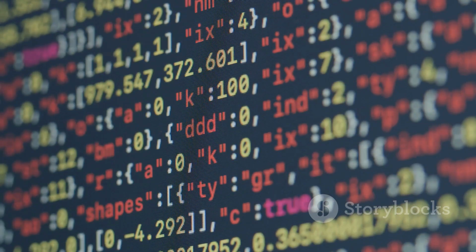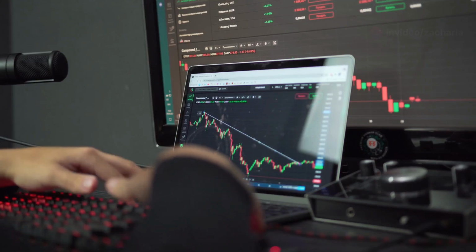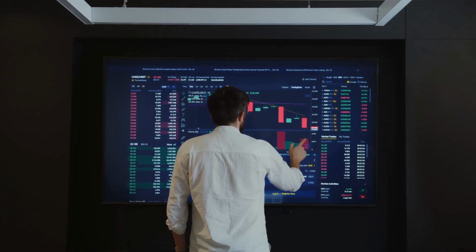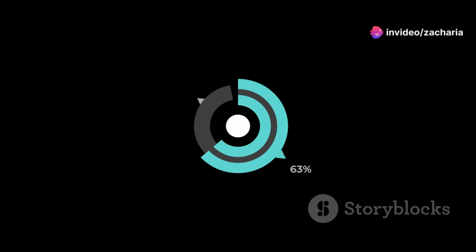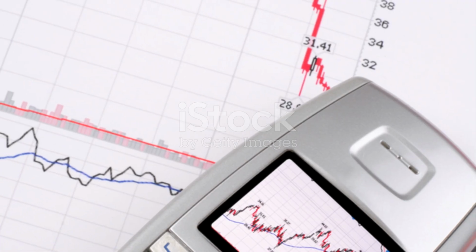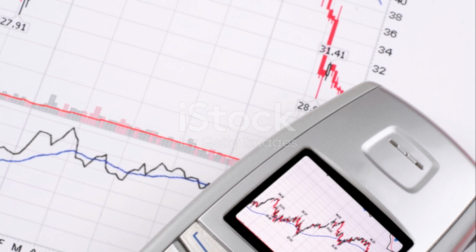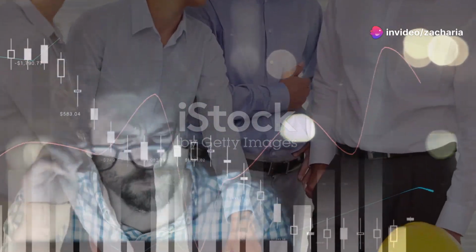First, generate random points. Generate a large number of random points within the square. Next, count the points inside the circle. Determine how many of these points fall inside the circle. Then, calculate the ratio. Divide the number of points inside the circle by the total number of points. This ratio approximates pi over 4. Finally, estimate pi. Multiply the ratio by 4 to estimate pi. The more points we generate, the more accurate our estimation of pi will be. This simple example demonstrates how we can use random sampling and repetition to approximate complex values.